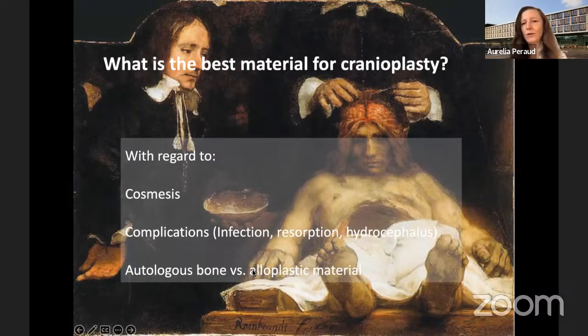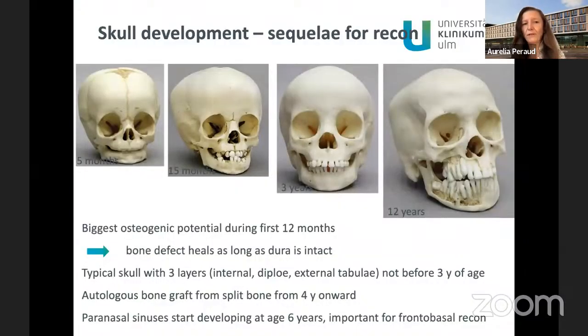especially when it comes to cosmesis and also with regard to complications like infection, resorption, hydrocephalus? Is the own bone better than an alloplastic material? And for this, I want to focus with you on the development of the skull, which is important when you consider cranioplasty in children.